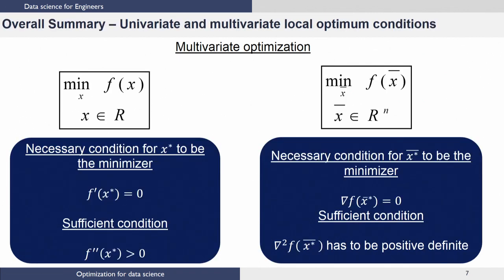So, to summarize, in the univariate case, the two conditions are f prime has to be 0 and f double prime has to be greater than 0. In the multivariate case, these translate to grad f equal to 0 and the Hessian matrix being positive definite.